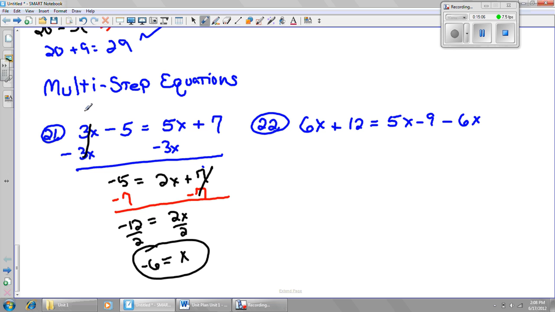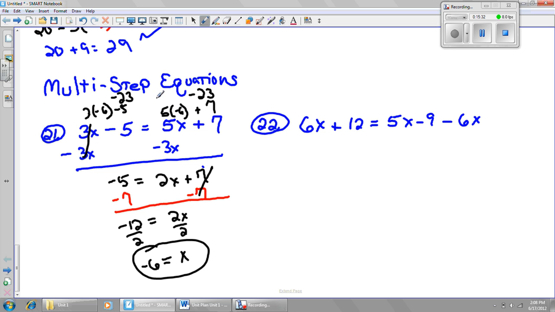3 times negative 6. I'm plugging negative 6 in right here. 3 times negative 6 is negative 18. Minus 5 ends up being negative 23. All right. If I plug negative 6 in here, I get 5 times negative 6, which is negative 30, plus 7. Well, 30 minus 7 is 23, so negative 30 plus 7 must be negative 23.